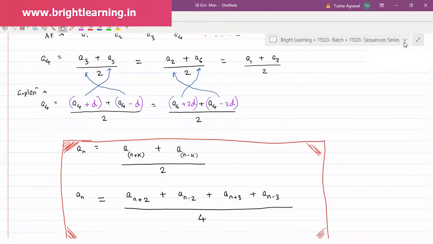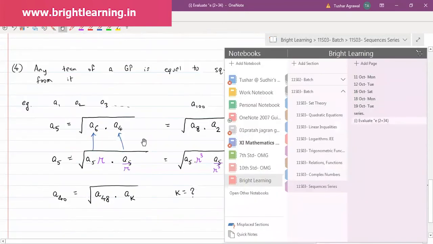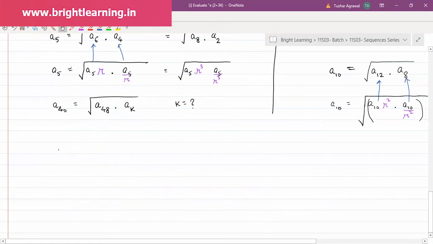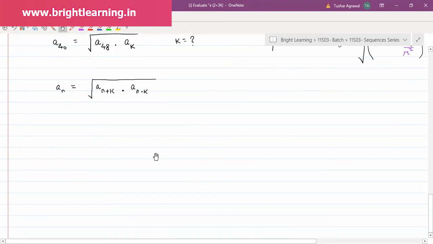So the generalization of the result, sir: if I write the generalized result, in a geometric progression, the nth term will be equal to a(n plus k), so k steps ahead you go, and also a(n minus k), k steps backwards. Their product, under root, and this is the generalized result. You can generalize it even further. Even further means what? Instead of the product of 2 terms, let us take the product of 4 terms, but equidistant.